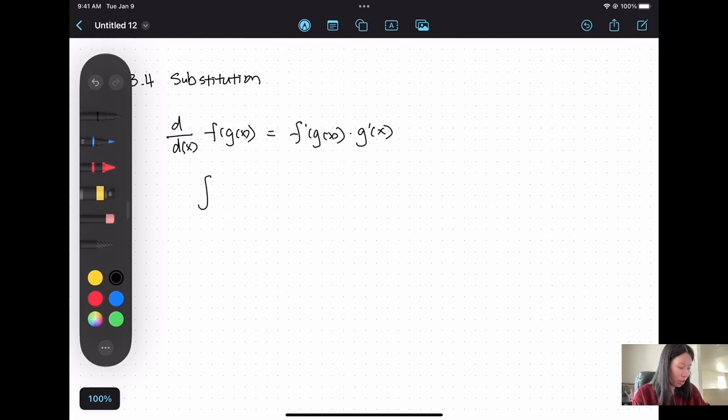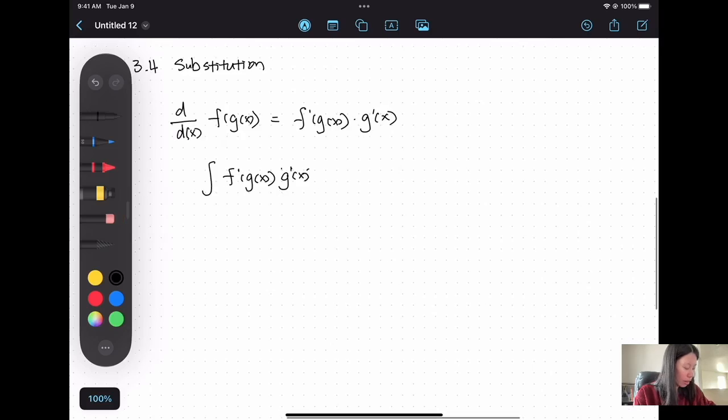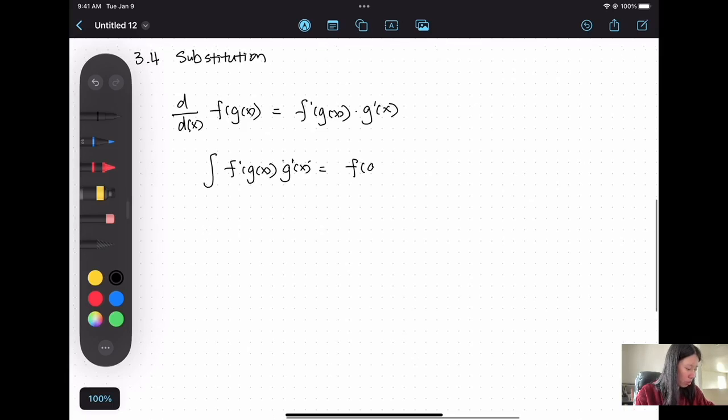So in that case, if we integrate this function, this is going to equal the original function. Alright, so here is the method for integration. So if I want you to integrate x over the square root of 4 minus x squared dx.